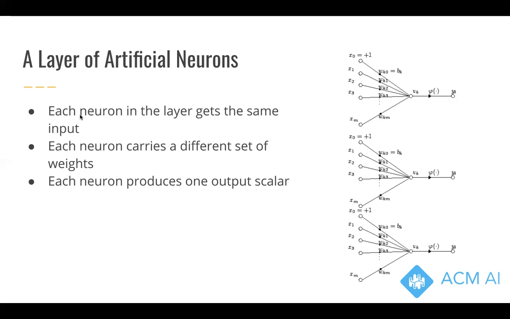And you can see that each neuron carries a different set of weights. So while every neuron in the same layer gets the same input, it's going to weight the input differently from other neurons in the layer, and then eventually pass it forward to the next layer.